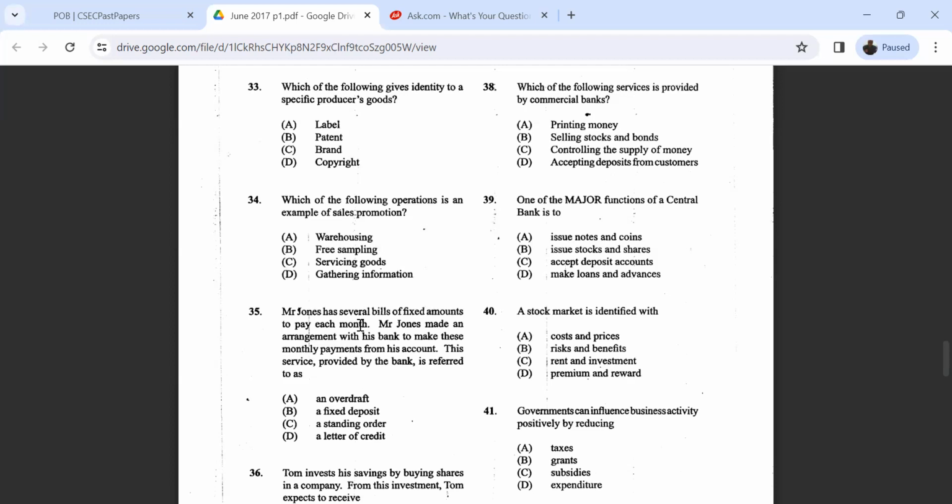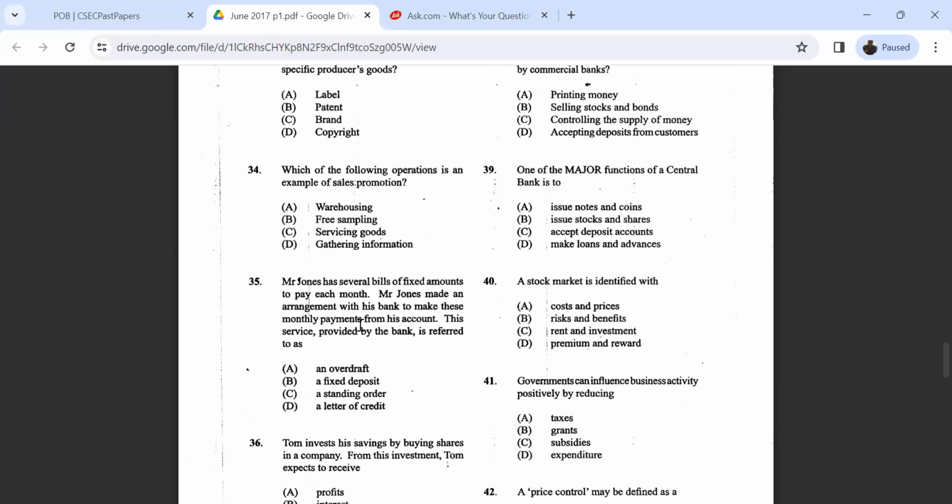ABC. B. Which one? B. Correct. So if you were to say, for example, give me free sampling of mango chow, that would be a sales promotion.